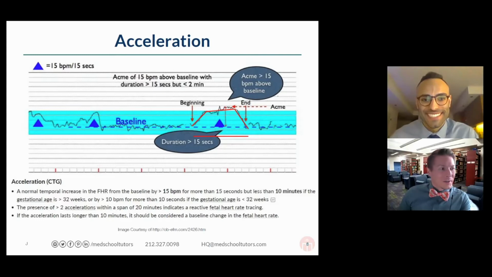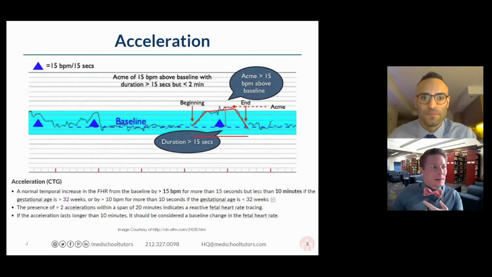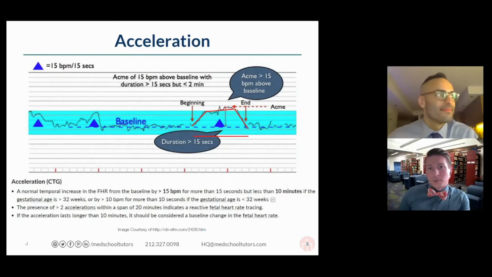Okay, so got a couple of answers here. So far I have "has accelerations," accelerations. A couple more people saying that. That is correct. Has accelerations is required. We need at least 2 accelerations in the span of 20 minutes is usually going to be the goal that we're looking for, fetal accelerations.